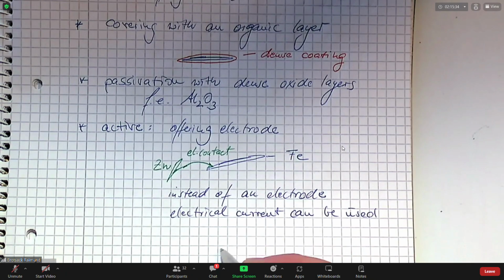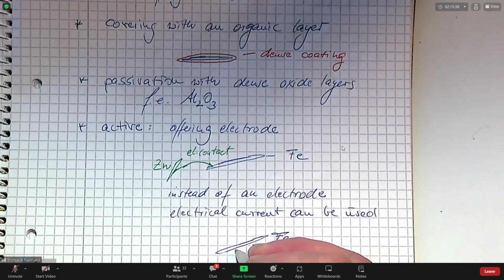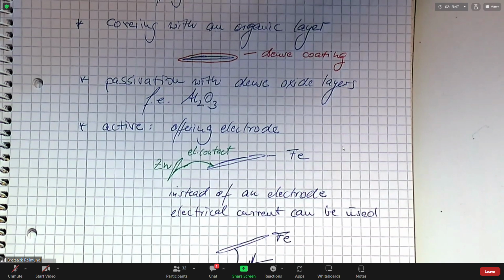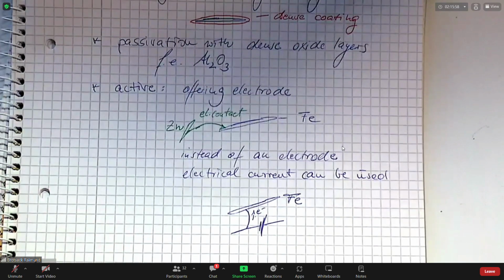Well, then we have again our iron here. And now we just have a contact to an electrical circuit delivering electrons. So electrons are delivered to the iron to save the iron from oxidation. So a cathode in an electrical DC power source.